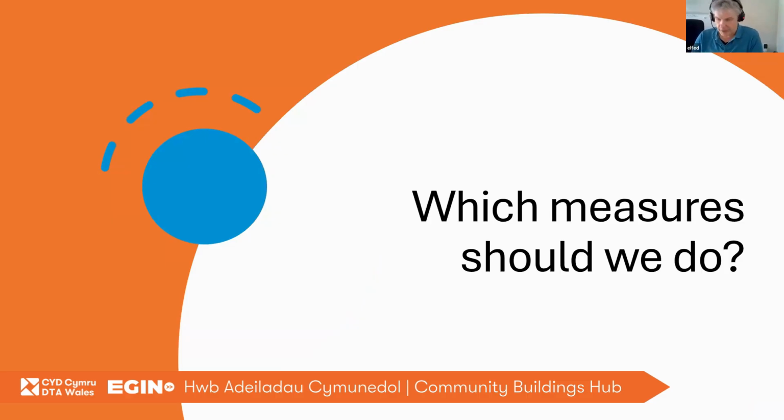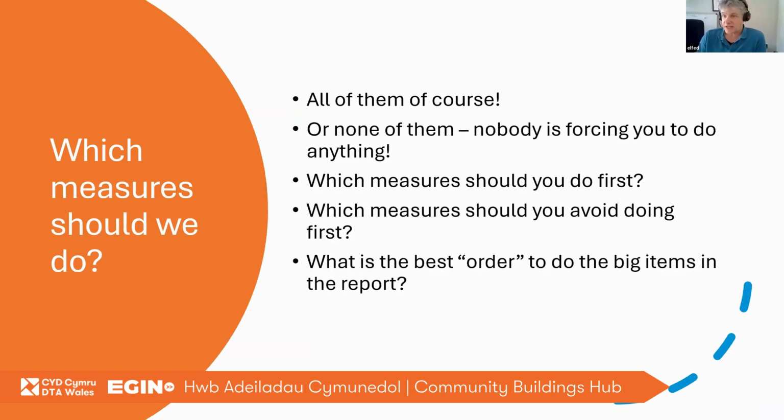So the first question after doing an energy report is what measures should we do, or even what measures should we start with? And the obvious answer is you should do all of them. If you want your building to be as energy efficient as possible, if you want your carbon emissions to be as low as possible, do all of them, absolutely. But also nobody's forcing you to do anything. So you don't have to do anything at all either.